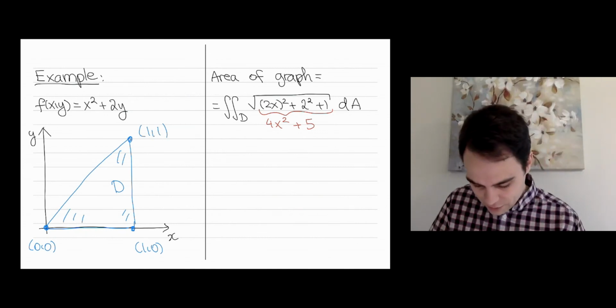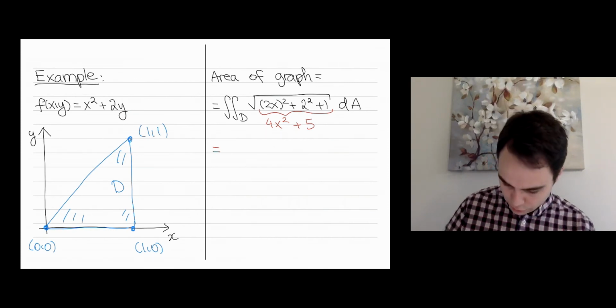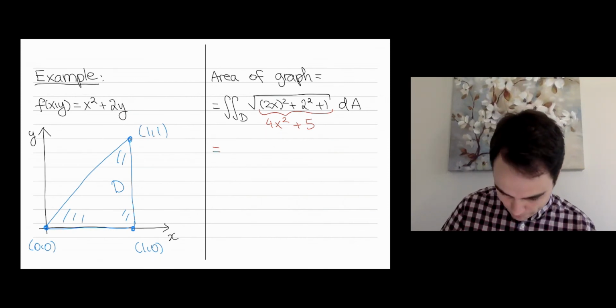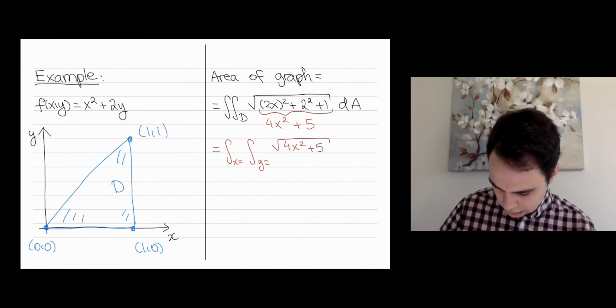And we're integrating this over this region. So let's do this integral. It turns out this integral is easier if we do it in the order dy dx. So here we'll have x going from something to something, and then y from something to something. And then you have to put in the root of 4x squared plus 5 dy dx.